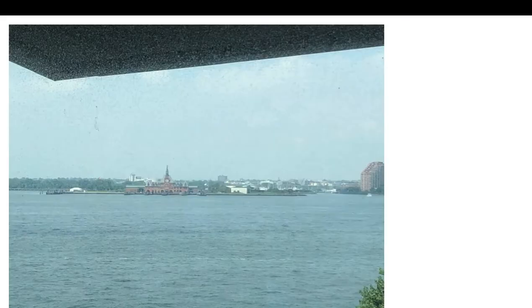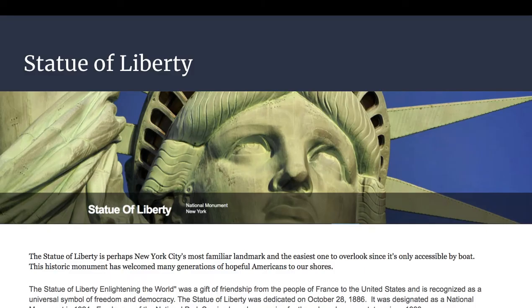So here's just a picture of when I was in New York City, and I took a picture of Ellis Island from the distance. Also, the Statue of Liberty. The Statue of Liberty is perhaps New York City's most familiar landmark and the easiest one to overlook since it's only accessible by boat. This historic monument has welcomed many generations of hopeful Americans to our shores. Can you just imagine stepping off Ellis Island and seeing the Statue of Liberty?